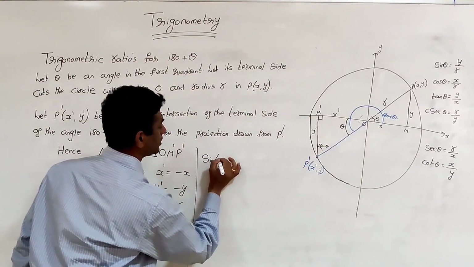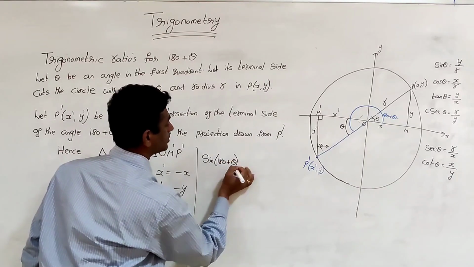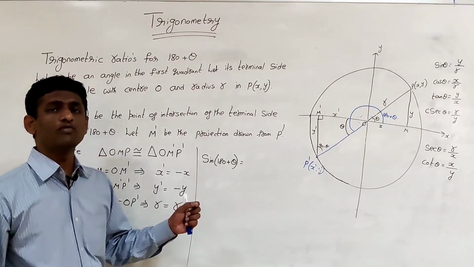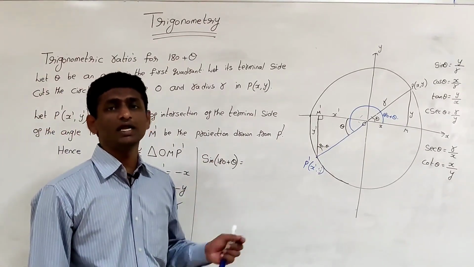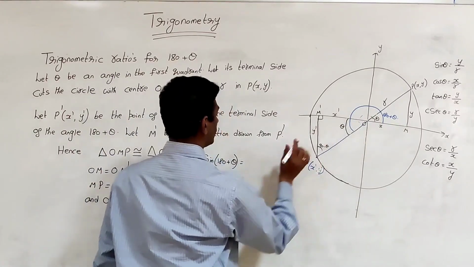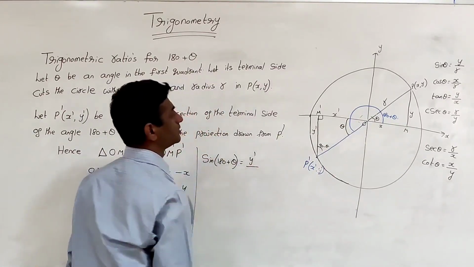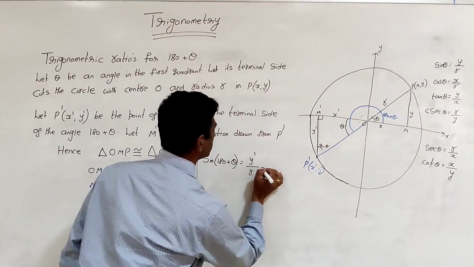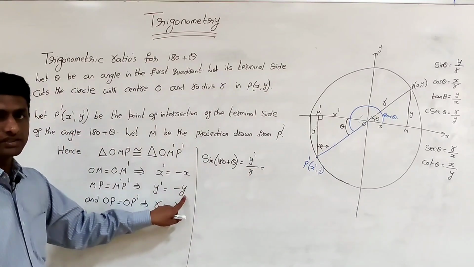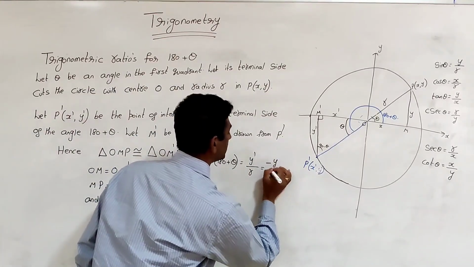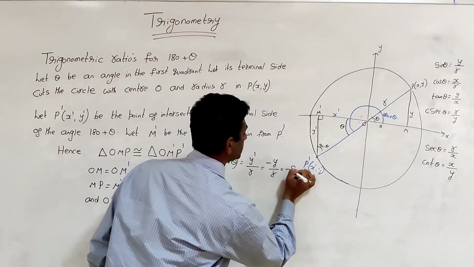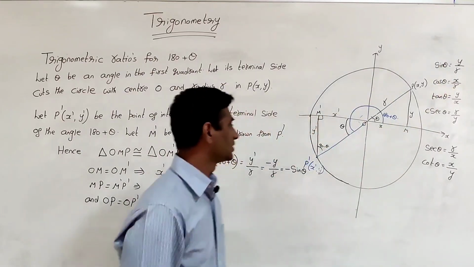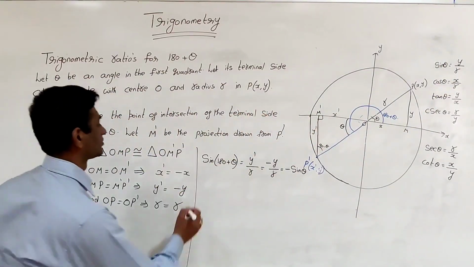Sine of 180 plus theta. What is sine of 180 plus theta? It is the ratio of the opposite side of 180 plus theta and the hypotenuse. So the opposite side is y dash by the hypotenuse, that is r. But what is y dash? It is minus y. So minus y by r, which is equal to minus sine theta. Y by r is sine theta compared to the standard position.